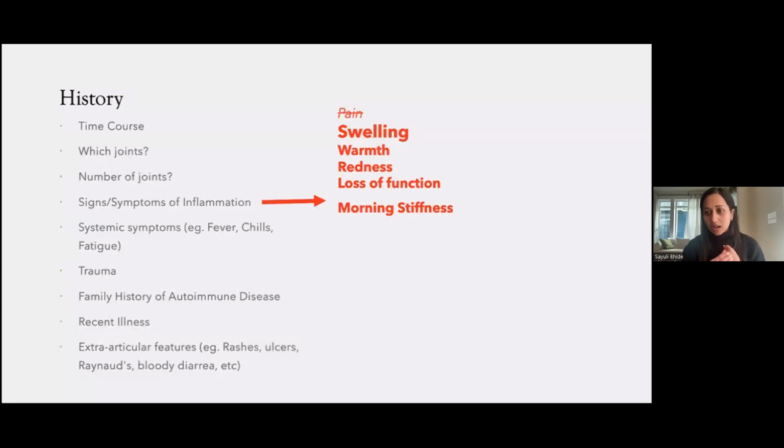So they need to describe that to you, or you need to actually see it on exam. And then warmth and redness, I would say, less helpful. You can get that classically in gout or septic arthritis, but in more insidious processes like lupus, psoriatic arthritis, you may not actually see a red, hot, warm joint. The swelling will be more useful. And then morning stiffness is an incredibly helpful symptom for differentiating inflammatory arthritis.